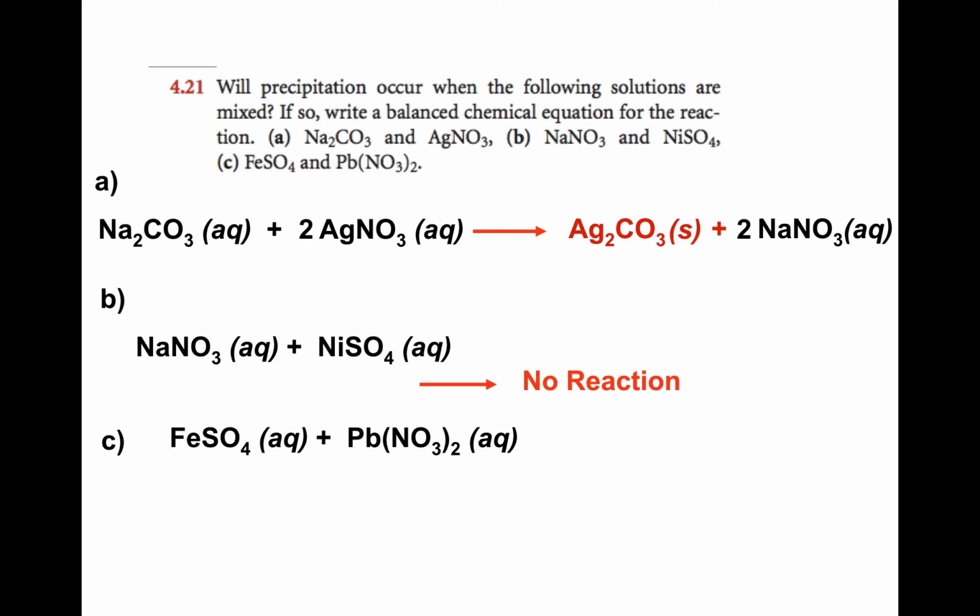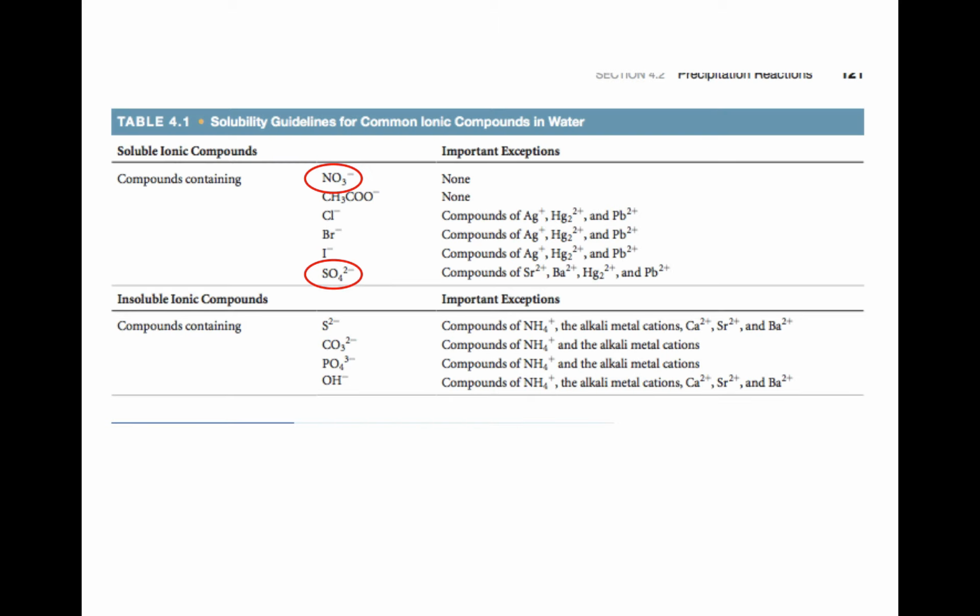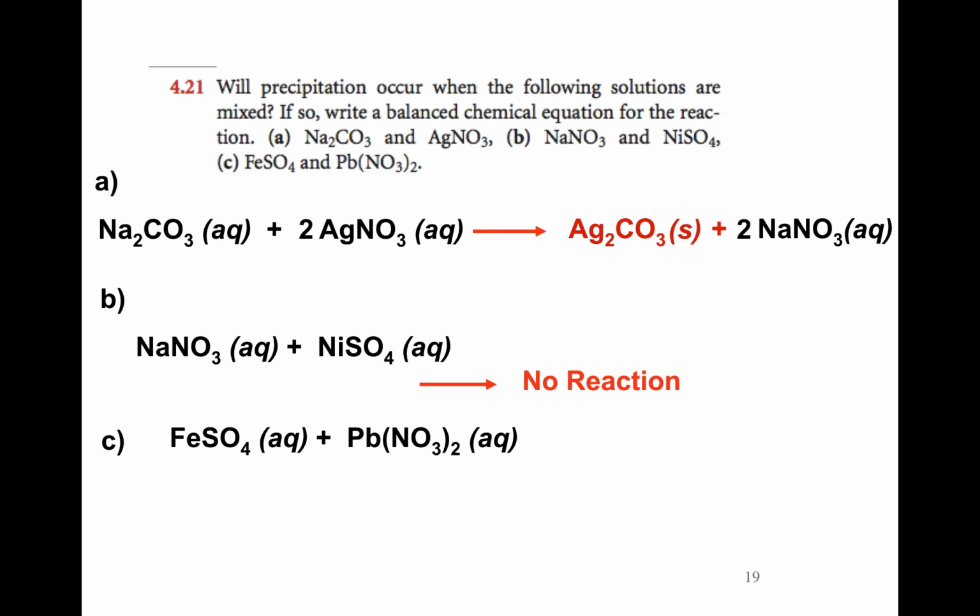All right, for C, you've got iron 2 sulfate reacting with lead 2 nitrate. So the question is, is anything going to precipitate here? When I look at the rules for nitrate, nothing will precipitate. But when I look at sulfate, if it matches up with a strontium, barium, mercury, or lead 2 ion, it's going to precipitate. So when the lead ion finds that sulfate ion, yeah, that's one of our exceptions to sulfate. It's going to precipitate.